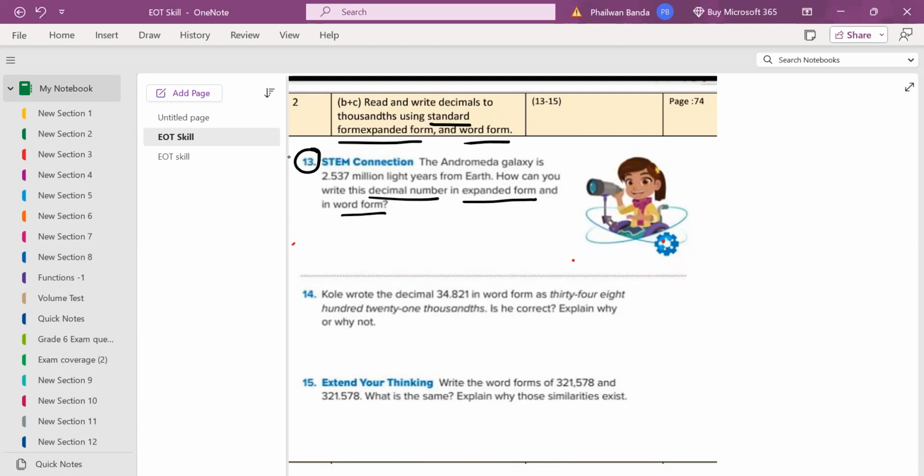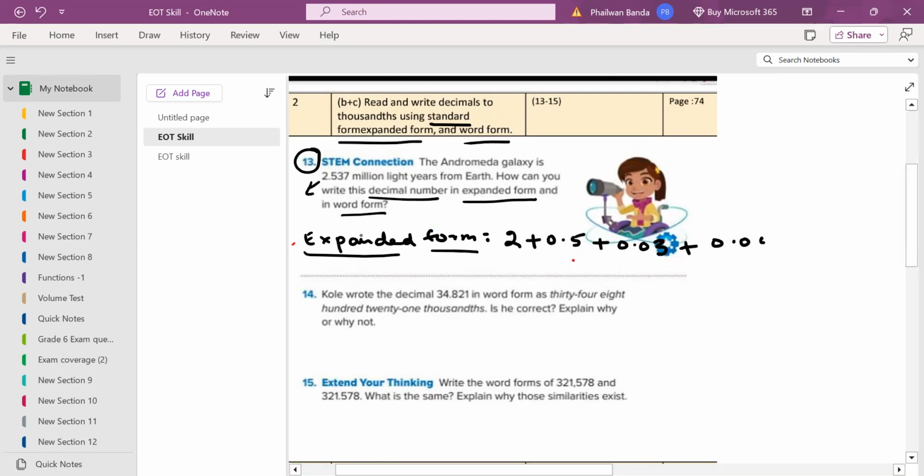Okay, so first let us write the expanded form. So how will you write the expanded form? The expanded form of this is nothing but write the whole number. This is the whole number. This is the decimal, right? So 2 plus 0.5, this is 5/10, plus, now 3 is in the hundredths place, so 0.03, and 7 is in the thousandths place, 0.007. This is the expanded form.